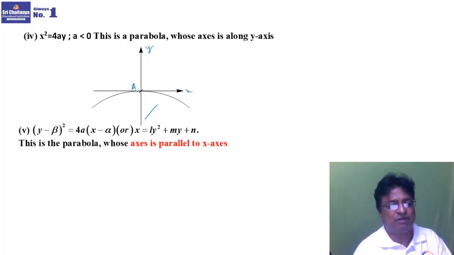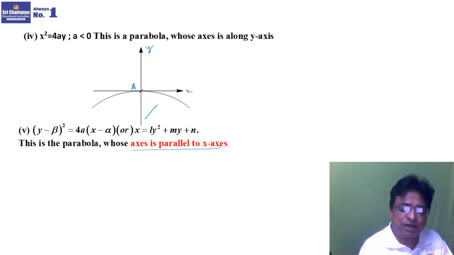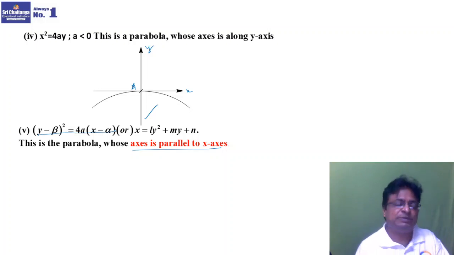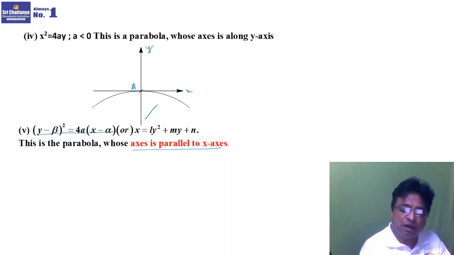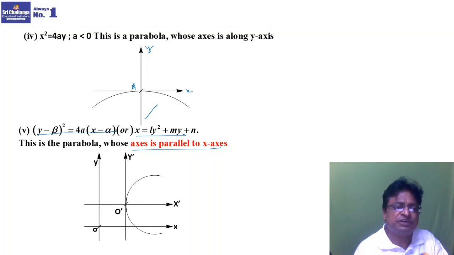Now the generalized form: if I have shifted the origin from 0 0 to the point alpha comma beta, and the axis of the parabola is parallel to the x-axis, then the equation of the parabola whose axis is parallel to the x-axis is always in the form y minus beta whole square equal to 4a into x minus alpha, or after simplification you will get x is equal to ly square plus my plus n. This is what? This is the equation of the parabola whose axis is parallel to the x-axis.